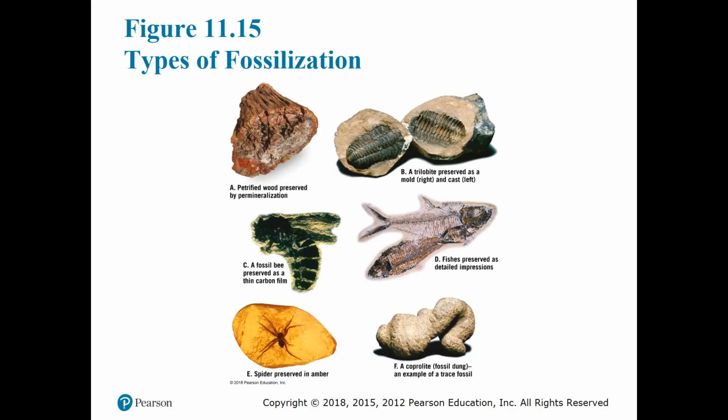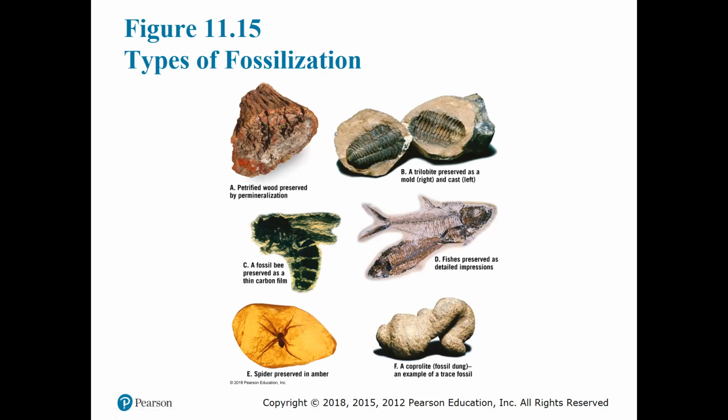If the film of carbon is lost, then you get a replica called an impression. So in this example, the carbon is still there. That's why it kind of appears black. But in this example of the fish, these are impressions. The carbon has been washed away, but the impression of those organisms still remains.